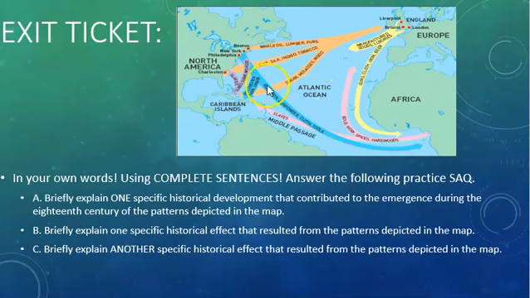Basically you're going to use this map of the triangular trade, and you're going to answer this practice SAQ. This is very similar to the other exit ticket formats. You're going to explain one development that contributed to this pattern, so you're going to tell me one thing that caused it. You're going to explain one effect that resulted from this pattern, so you're going to tell me one thing that it did, one thing that it made happen. And then you're going to explain another effect, another thing that happened as a result.